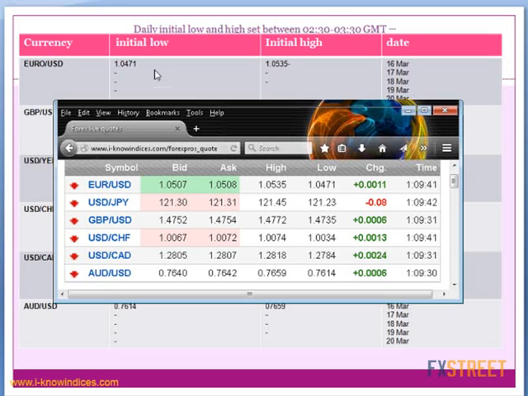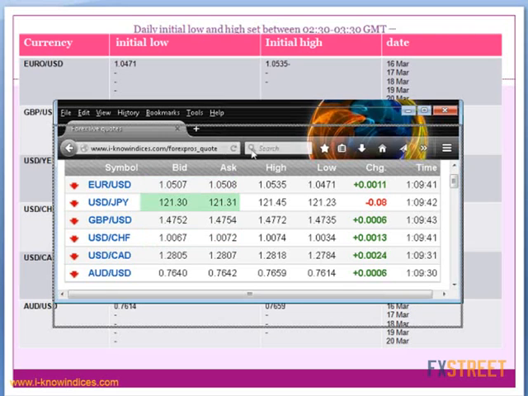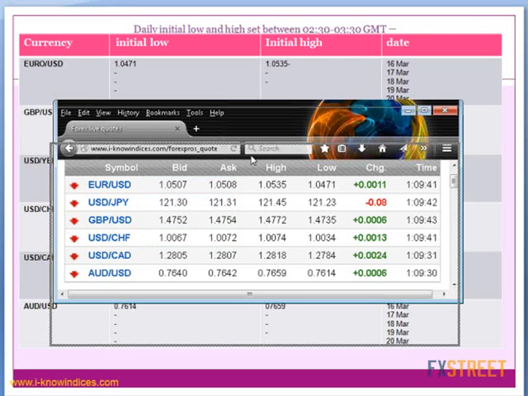In the case of yen, 121.2 and 121.45 are the lows and the highs. They have not breached it. Then in the case of CHF, 1.0034 and 1.0074 are the lows and the highs. They have not breached. In the case of Canadian dollar, 1.2784 and 1.2818 are the lows and the highs. They have not breached it after forming around 3:30 GMT.